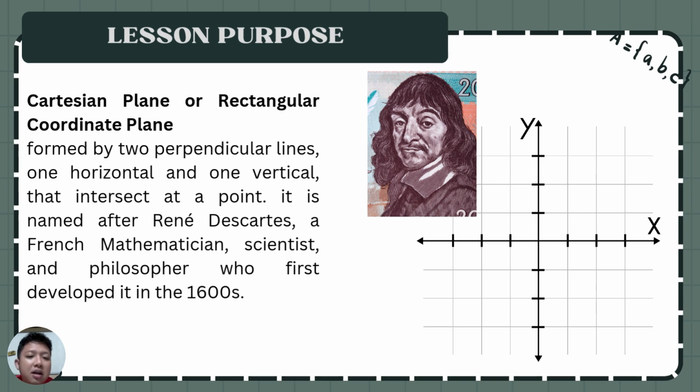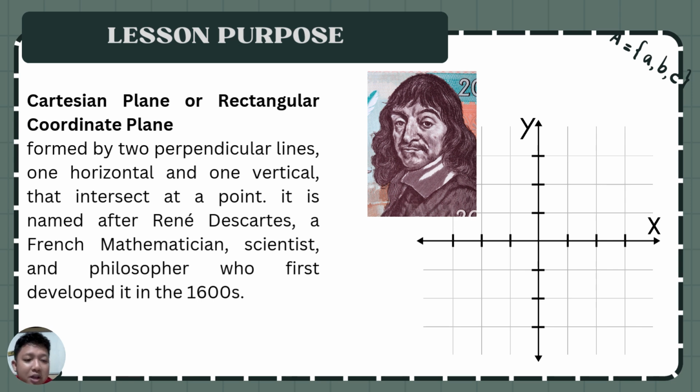By definition, it is formed by two perpendicular lines, one horizontal and one vertical, that intersect at one point. So there is a point there. What could be the name of the point where they intersect? What is the name of that intersection point?